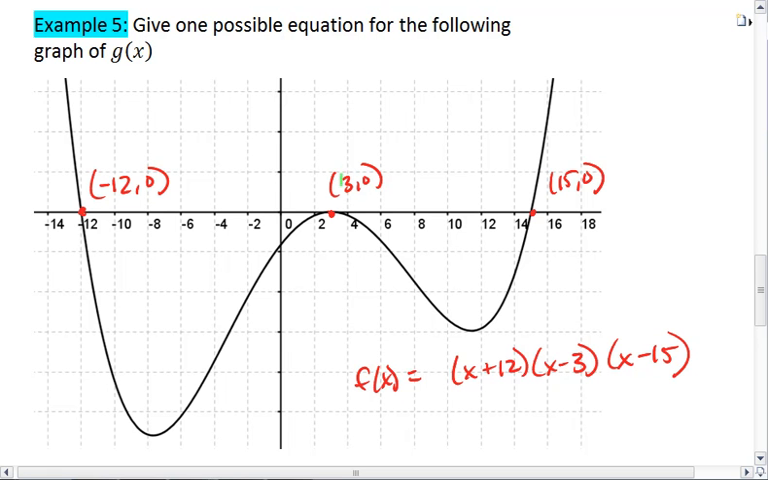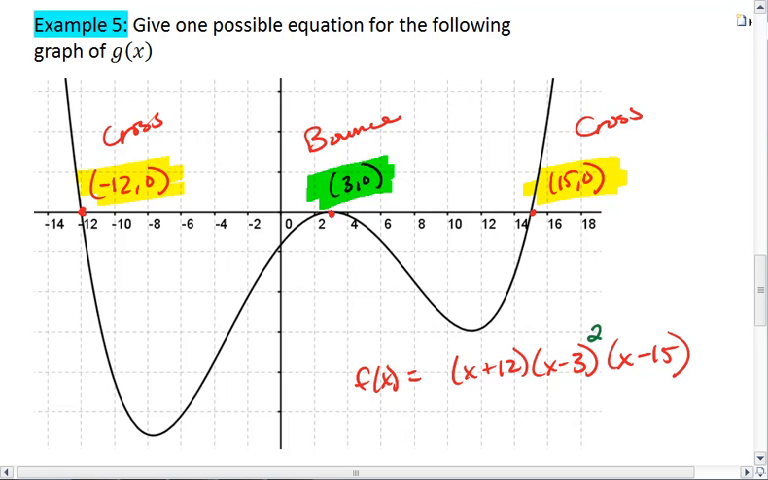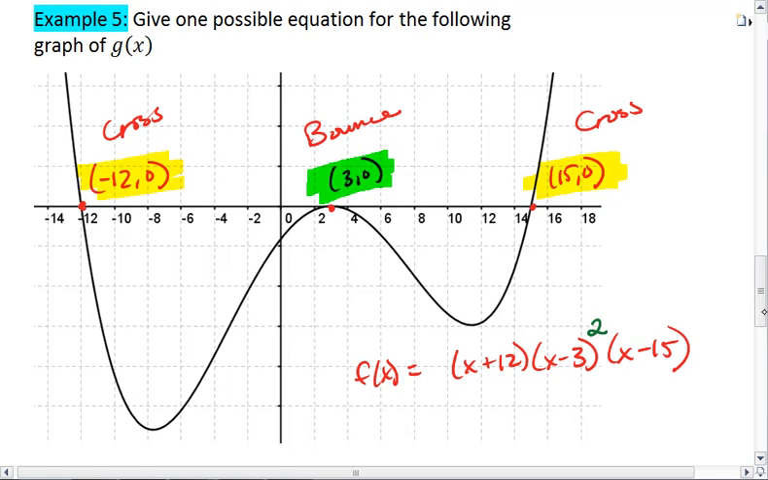Now don't forget to check where we bounce and cross. At (3, 0) we are bouncing, and at the other ones we cross. Meaning x minus 3 needs to have an even multiplicity. You can pick 2, you can actually pick any even number and that would be fine. And then the other factors need to have an odd multiplicity. And that's it.